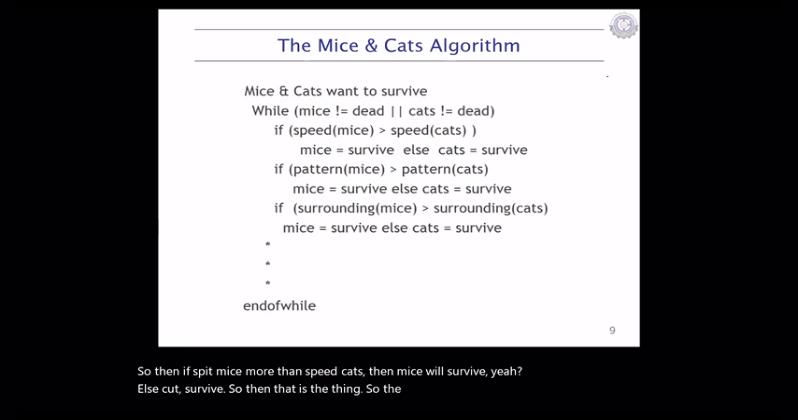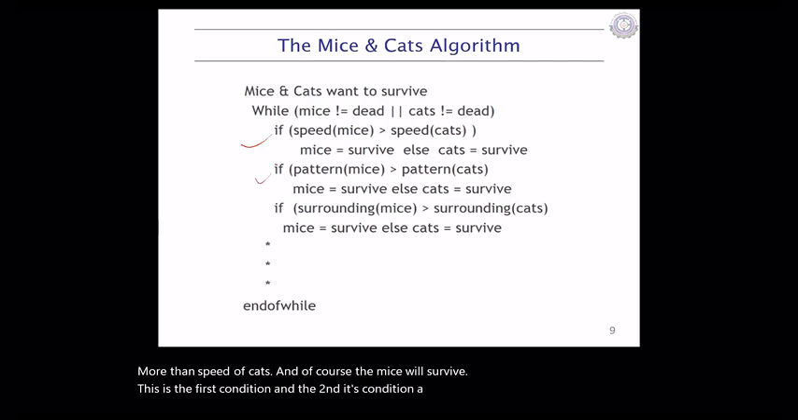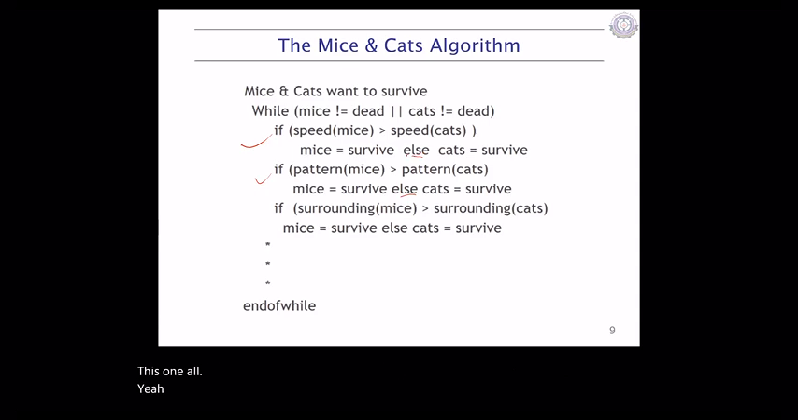So the first condition: if speed of mice is more than speed of cats, then of course the mice will survive. And the second condition: if pattern of mice is more than pattern of cats, then mice survive, else cats survive. If the condition is not met, then cats will survive. In this case also the same. And the third condition: if surrounding of mice is more than surrounding of cats, then mice survive.